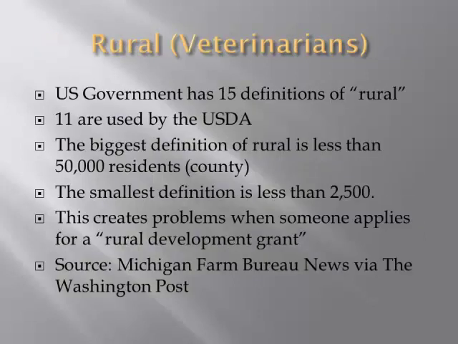Just as an aside, my previous slide talked about rural areas and rural veterinarians. The one reason we have trouble with this is the government has 15 different definitions of rural, and the USDA uses 11 of those. They go all the way from a county of 50,000 people down to 2,500. So that's just an interesting aside on what the definition of rural is.